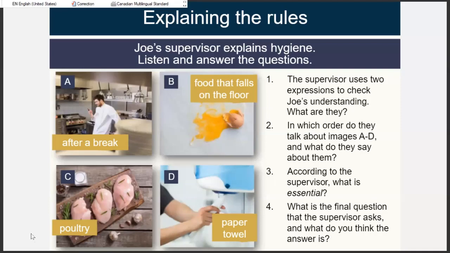Now let's listen here to Joe's supervisor, second part, and we'll try to answer the questions. Okay, I need your opinion when it comes to these 4 questions.